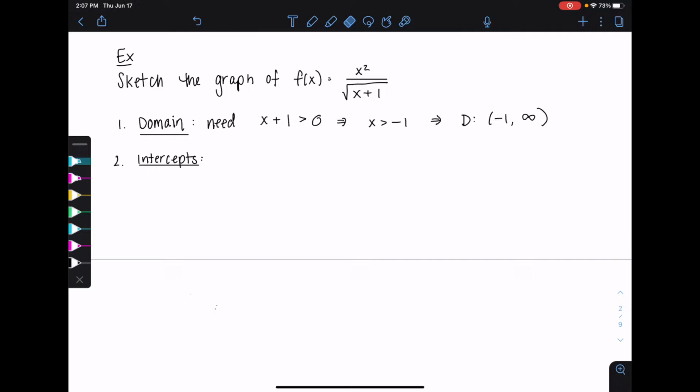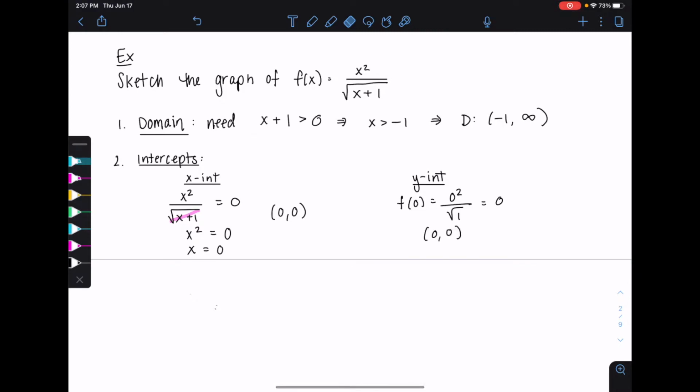Now I can go find my intercepts. So I'll start with our x-intercept. You're going to set that function equal to 0. So you can go ahead and multiply by this quantity in the bottom. This is the same thing as figuring out where does x squared equal 0, and that only happens when x equals 0. So our x-intercept is going to be the origin. For our y-intercept, you plug in 0. So you're going to get 0 squared over the square root of 0 plus 1. And so our y-intercept is also the origin.